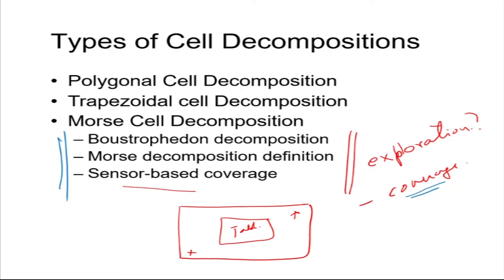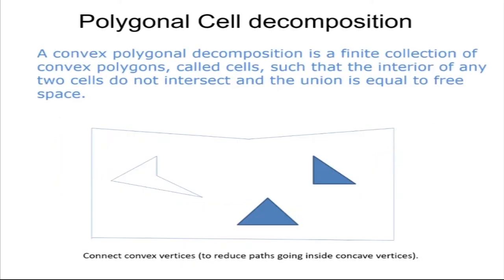So let's start off with the first one, which is polygonal cell decomposition. Now, as the name indicates, a convex polygonal cell decomposition is a finite collection of convex polygons called cells, such that the interior of any two cells do not intersect and the union is equal to the free space.